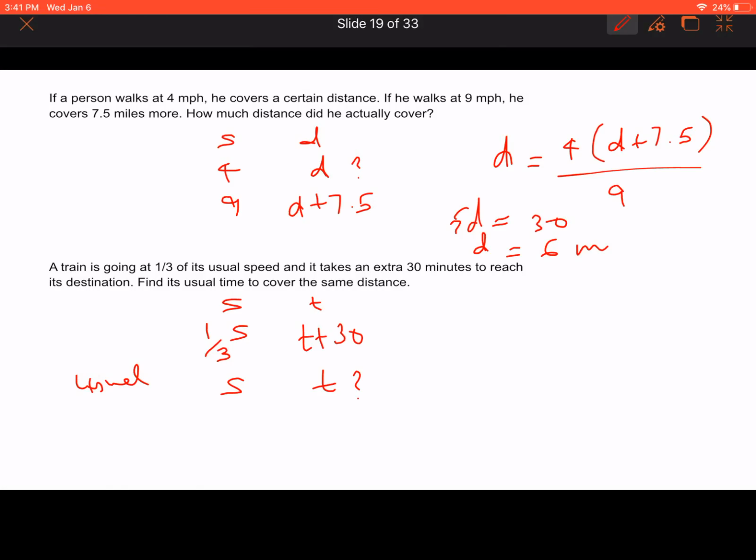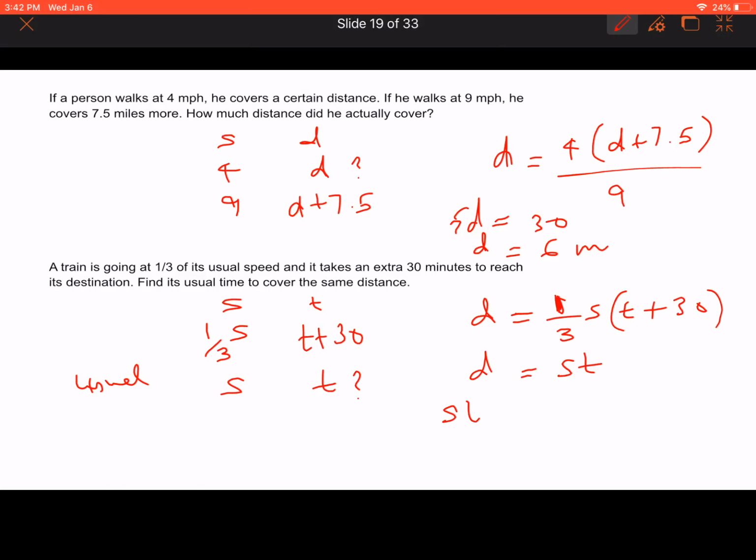Okay, the distance is going to be the same in both cases. So if the distance is the same in both cases, then we can write d is equal to, for the first equation, 1 by 3 s times (t plus 30), right? Second, distance is equal to s t. So since the distance is the same, we can equate both the equations, right?